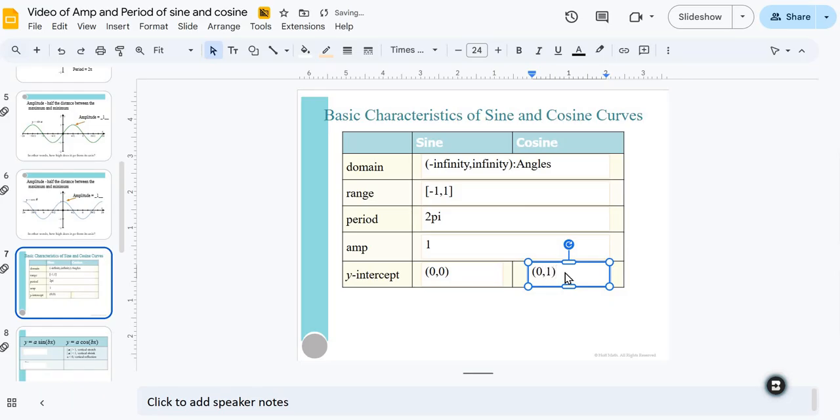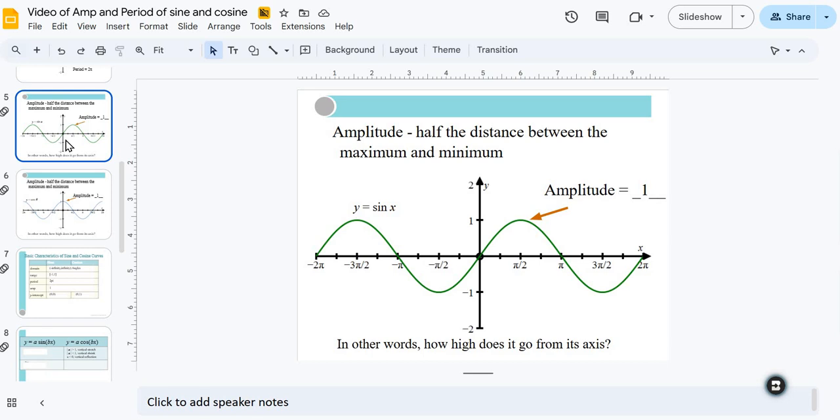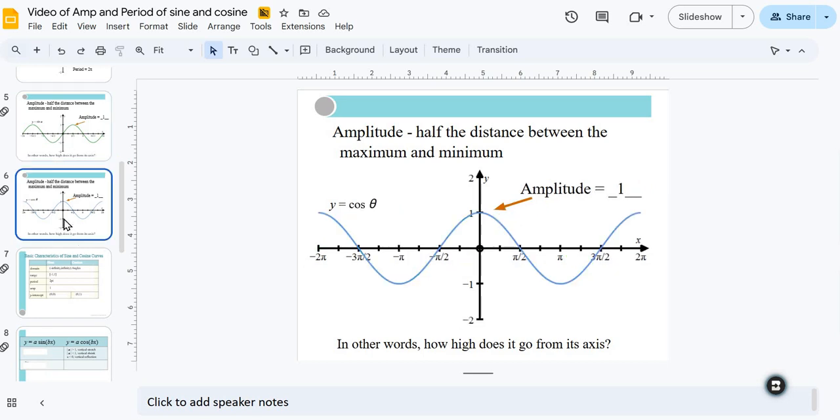So they have different y-intercepts. Again, they're similar in a lot of ways, but we do need to make sure that we're picking up on a couple of the key differences. So remember, as we said, that these are going to be our two parent graphs. So those are the graphs that we get when we've done no other transformations to our graphs.